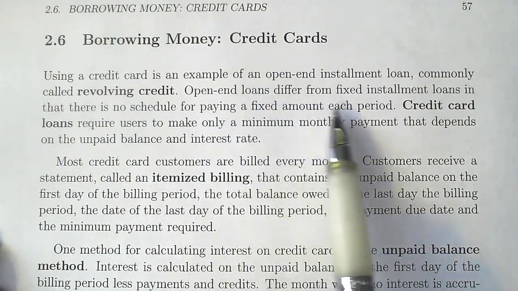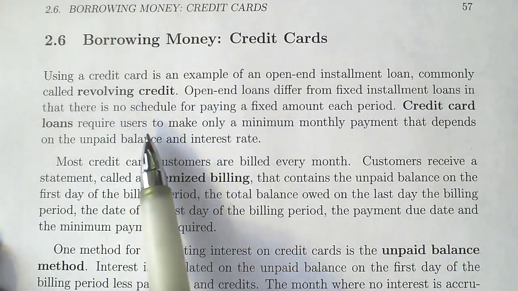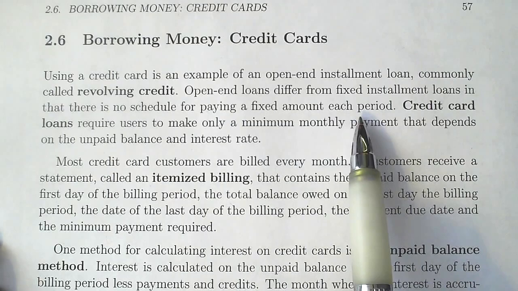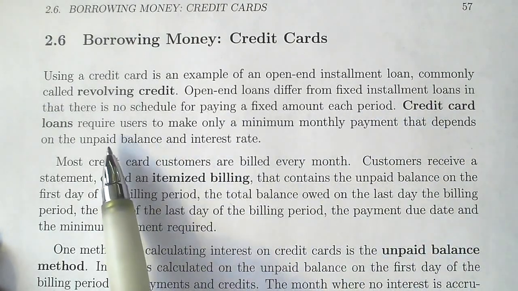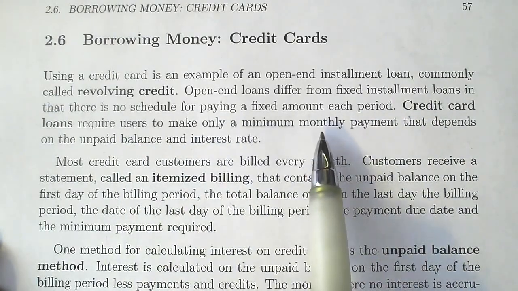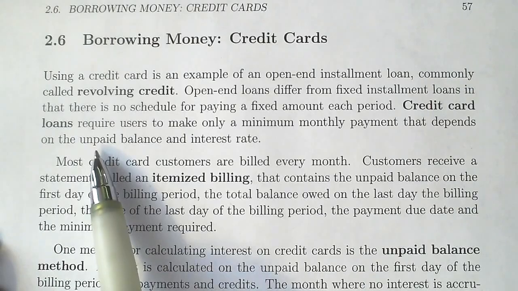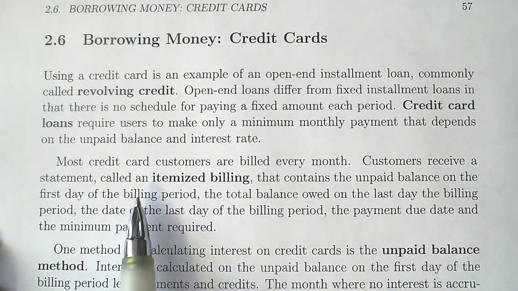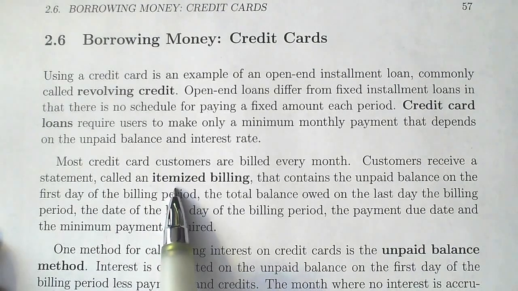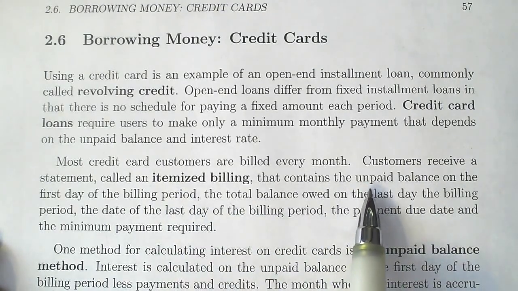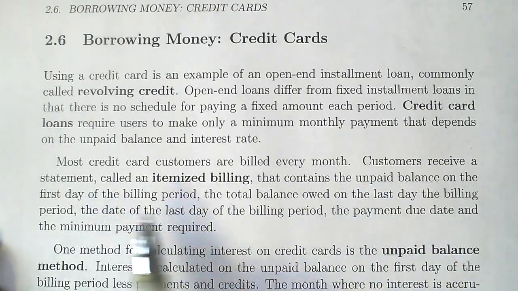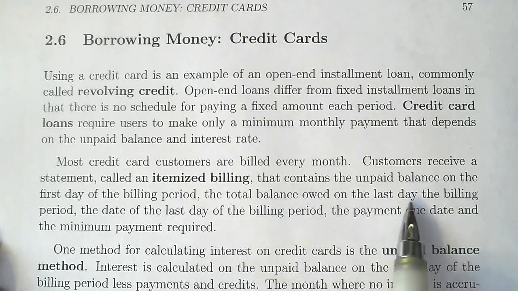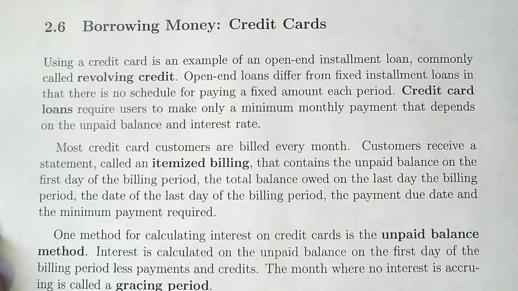These loans differ from fixed installment loans in that there's no schedule for paying a fixed amount each period. Credit card loans require users to make a minimum monthly payment, and that depends on the unpaid balance and the interest rate. It does say customers receive what's called itemized billing. It has the unpaid balance on the first day, the total balance owed on the last day of the billing period, and dates, and so on, and the minimum payment required.